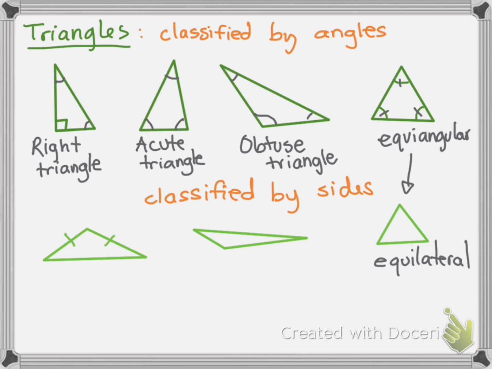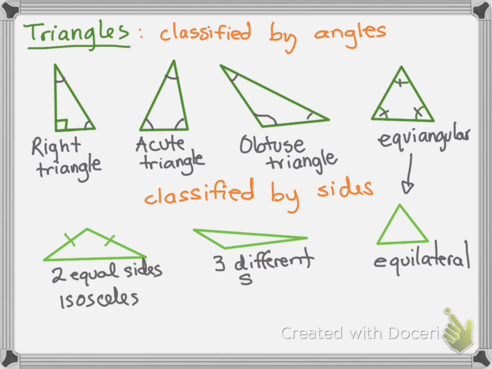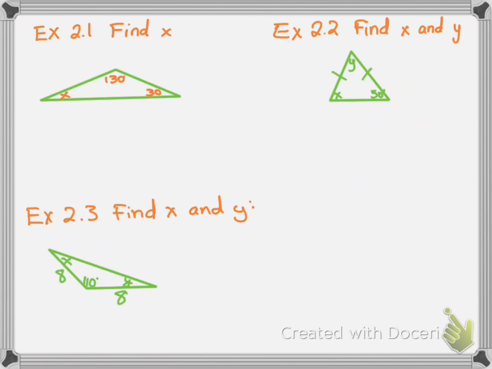Then if we go back to the first one, when we have two equal sides, that's called isosceles. And then if we have three different sides, it's called scalene. And again, the equilateral, which has three equal sides and angles. So in this case, this is the example for a regular triangle. A regular triangle is also known as an equilateral triangle. Let's look at these examples.